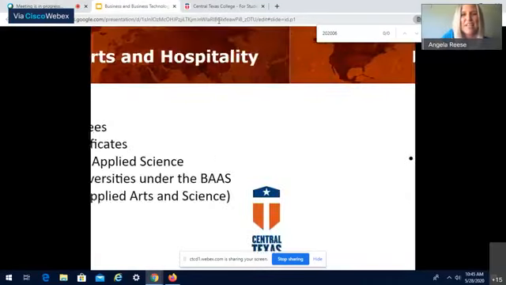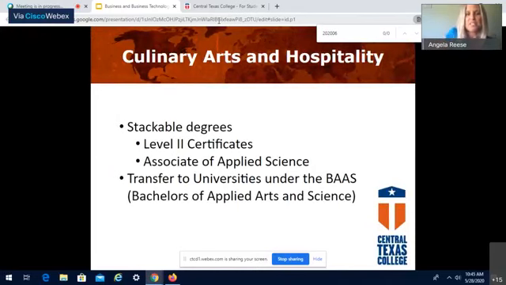All right. So the next area that I want to move into is culinary arts and hospitality. This is another area that does fall under the business department.